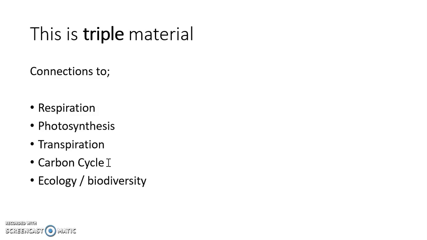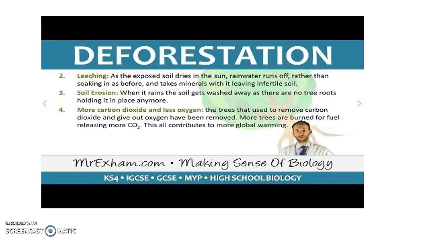What we're also doing is removing the forest, which is also the home of a variety of different organisms. So by cutting down the forest, we're reducing the biodiversity that we would ordinarily get in that particular space. So we've got lots of connections to a whole variety of different parts of the course here.